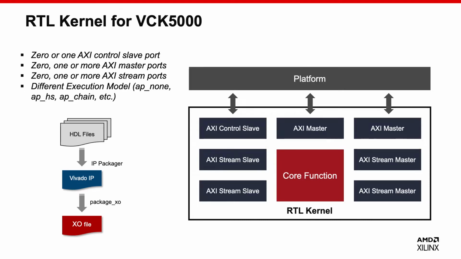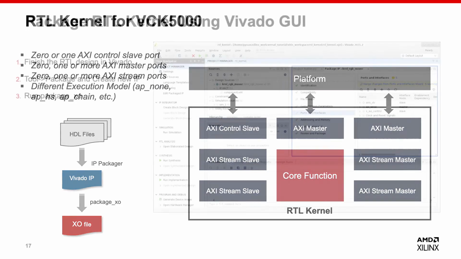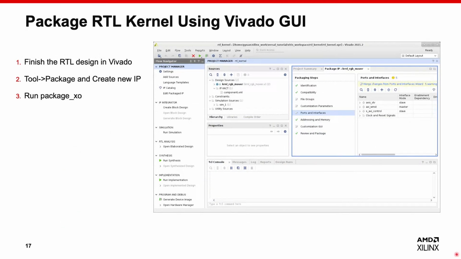After the user gets RTL files prepared, Vivado IP packager is firstly used to pack them into the Vivado IP. Then the kernel packager utility is used to convert the Vivado IP into the Vitis kernel, namely the XO files. If you are using Vivado GUI to develop your RTL models, you can use the IP packager from the GUI menu, and then execute the package_xo command in Tcl console to generate the XO file.